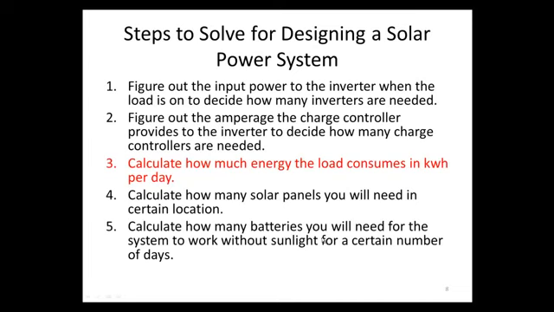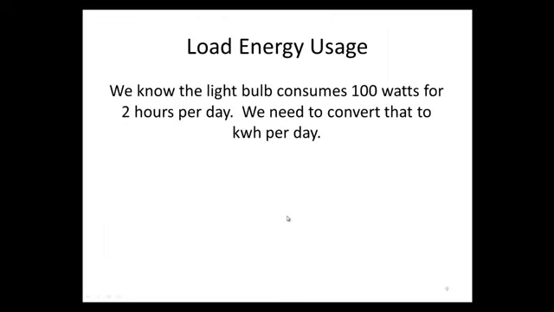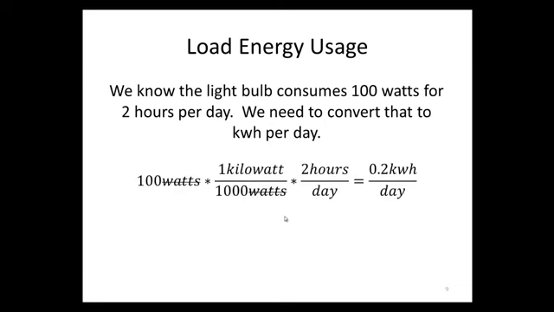Okay, so now, to start our calculations for our solar panels and batteries, we first need to calculate the energy the load consumes in kilowatt hours per day. We know that the light bulb consumes 100 watts for 2 hours per day. That was given. And we need to convert that to kilowatt hours per day. So we start with 100 watts. We first convert to kilowatts by knowing that 1 kilowatt is 1,000 watts. Remember, kilo means 1,000. We also know that it uses 2 hours per day. So when we do our unit analysis, we get 0.2 kilowatt hours per day.